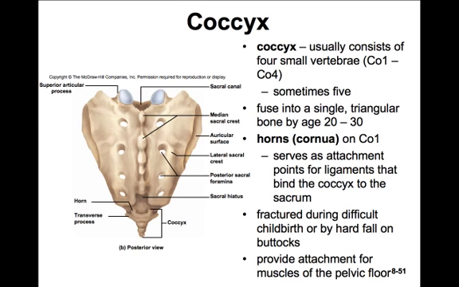The coccyx can be fractured during a difficult childbirth or by a hard fall on the buttocks. If you've ever tapped your tailbone, you know that it's exceptionally painful. The coccyx is there to provide attachment for the muscles of the pelvic floor, which we'll explore in future chapters.